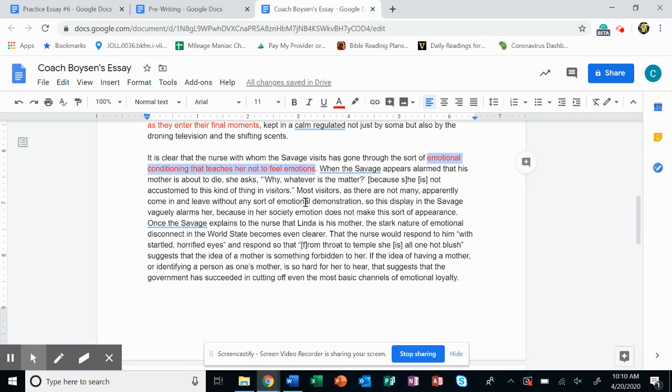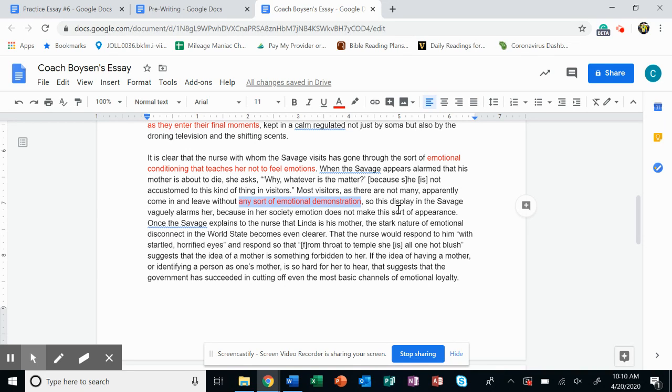When the Savage appears alarmed that his mother is about to die, she asks why, whatever is the matter, because she is not accustomed to this kind of thing in visitors. Most visitors, as there are not many, apparently come in and leave without any sort of emotional demonstration. Remember, my comments always need to tie back to my thesis, every time. So this display in the Savage vaguely alarms her because in her society, emotion does not make this sort of appearance.